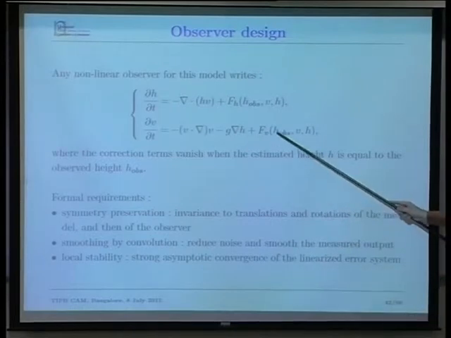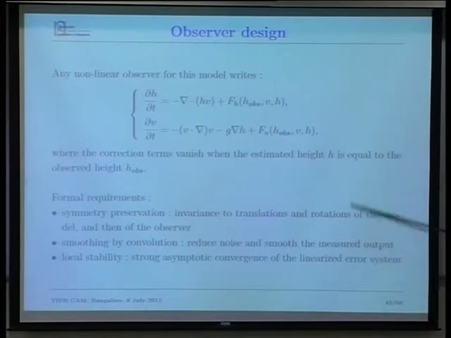Then we will use some convolution smoothing inside F, because we will see that the observations can be noisy, and you have to smooth the observations, particularly if we differentiate the observations. And we need local stability, at least. It means that the linear system has a strong convergence. So if you linearize the system, the observer converges strongly to the true state.